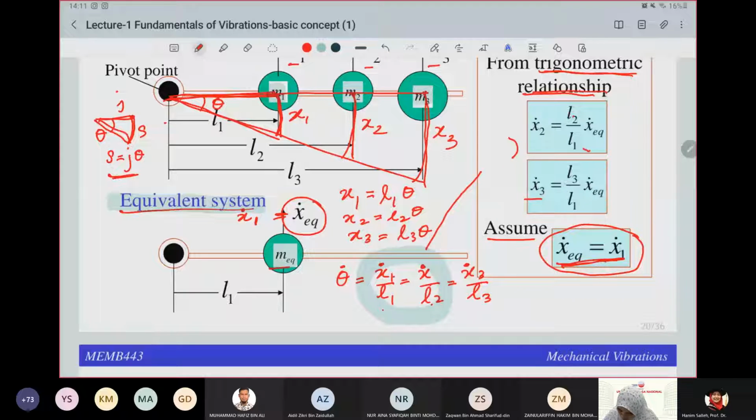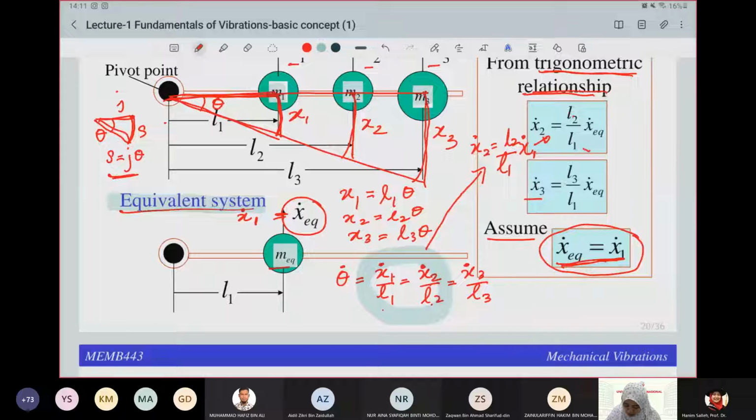Sorry, this one too. X dot 2 equals to what? Plus x dot 2 equals to L2 over L1 x dot 1. Okay, are you with me? Yes, madam. Okay, very good. So that's how you get the trigonometric relationship.